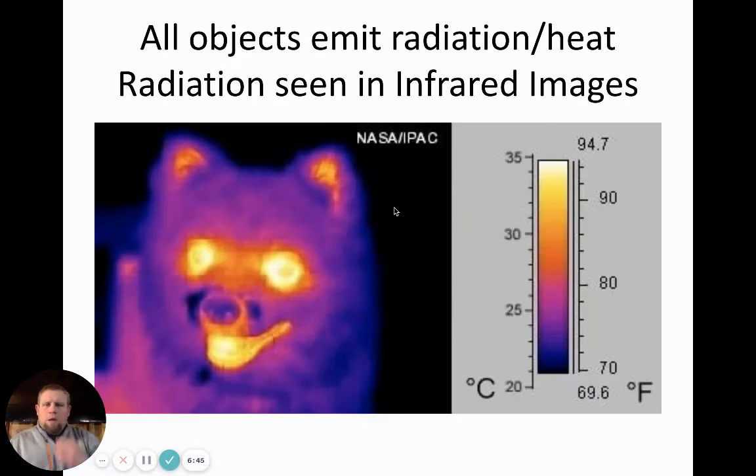Okay? So all objects emit radiation or heat. Radiation can be seen in what we call infrared images. This is an example of one right here, where you can see that the bright yellow areas are the areas that are radiating more heat. So the mouth and the eyes and the ears of this, which looks to be a wolf or something of that kind, are radiating heat. If we did this picture on a human, you'd have probably similar results. Your mouth, your nose, your eyes would be the things that are radiating the most heat out from your body. So all objects emit some form of radiation or heat.